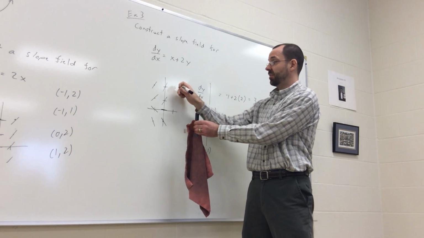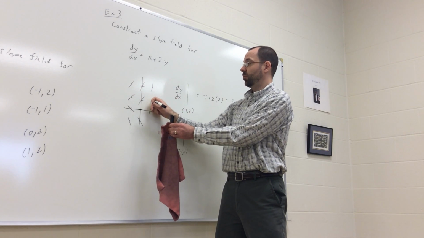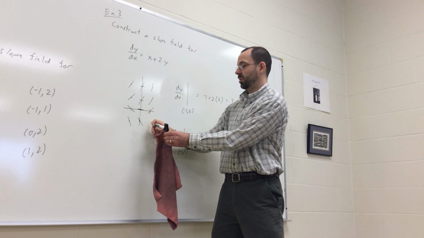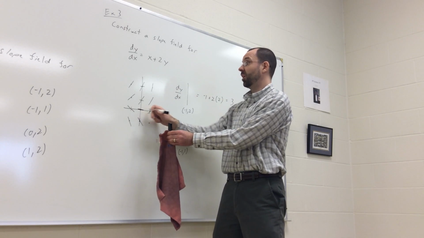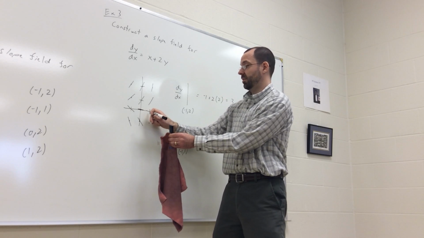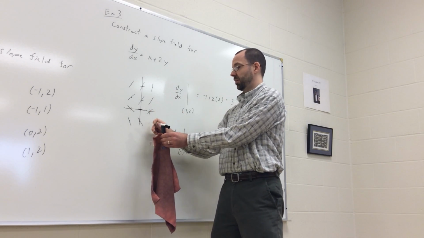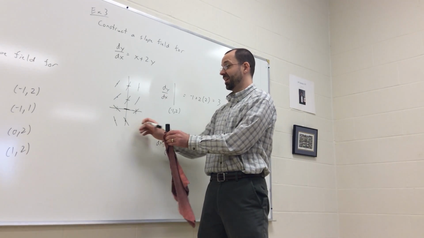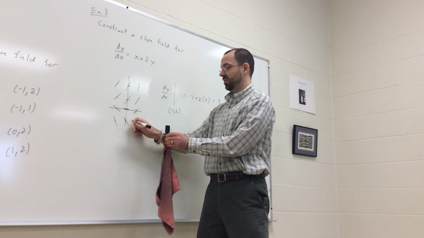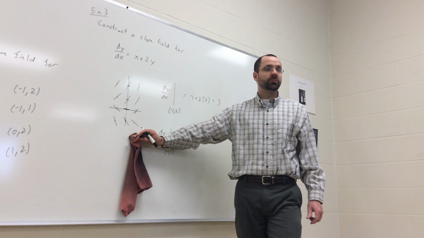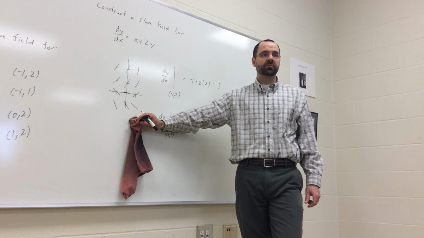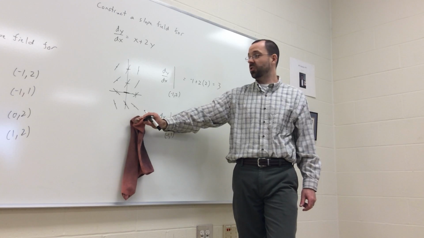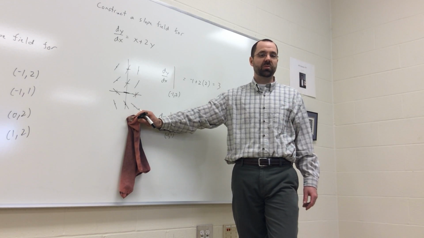1, 2 would be 5. So even steeper than that. 1, 1 would be 3. Sorry, 1, 0 would be 1. And 1, 1 would be 3. 1, -1 would be -1. There we go. Everybody doing okay? So this is called a slope field because it's a bunch of tick marks that show all the slopes.